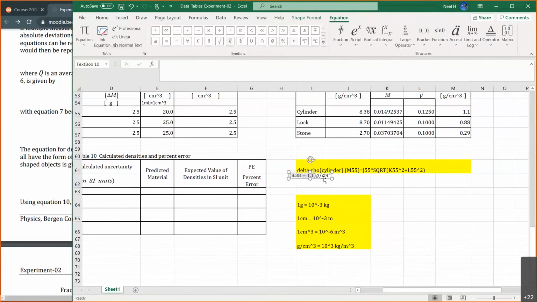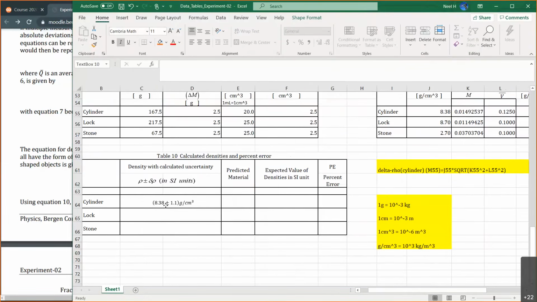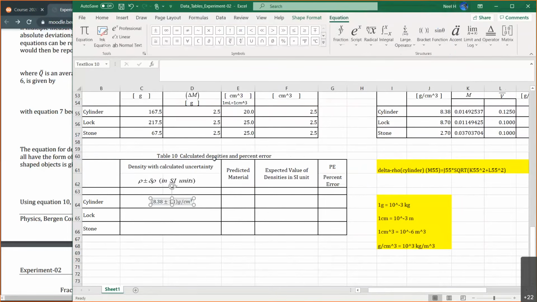Okay, so now that is in gram per centimeter cube. However, I'm interested in the SI unit, which means I have to multiply that by 10 to the +3. Let's do that here. Equation. Bring this part again, and then let's do 10 to the power +3, and then I can use kilogram divided by meter cube. So that's our nice formatting.